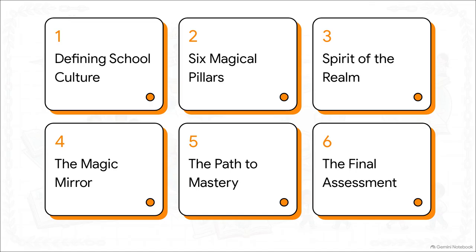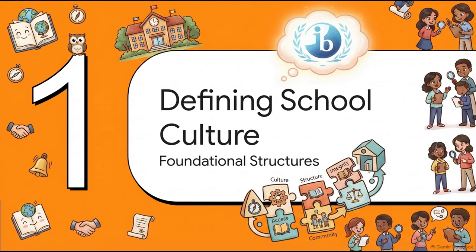Let's make this administrative task as clear, painless, and effective as possible. Here's a quick roadmap for our time today. We'll start by defining school culture, then explore the 6 key pillars, look at the spirit of the realm, gaze into the magic mirror of self-assessment, trace the path to mastery, and finally, tackle the final assessment. Section 1. Defining school culture and its foundational structures.